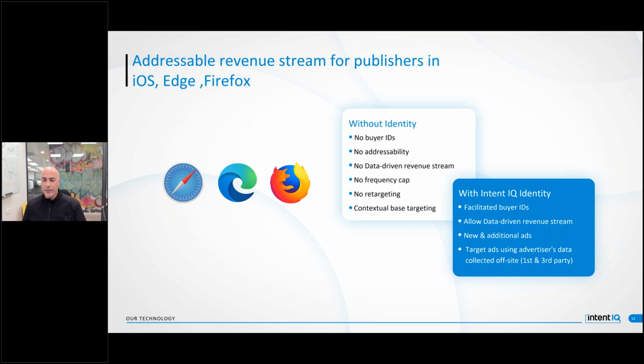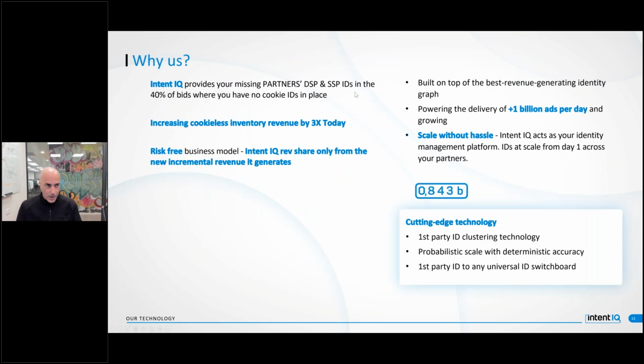With the IntentIQ identity, you're facilitating buyer ID on those cookieless inventory, allowing data-driven revenue stream onto your current inventory. New and additional ads could be delivered because now those are people instead of anonymous, and obviously targeted ads using advertiser data collected off sites of first party and third party.